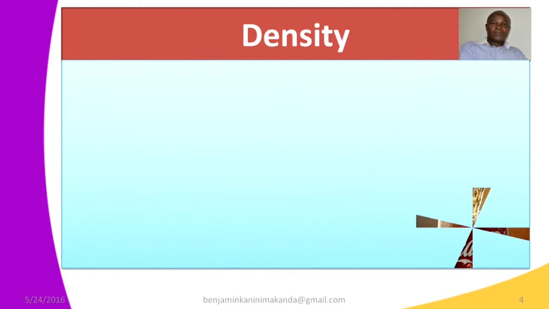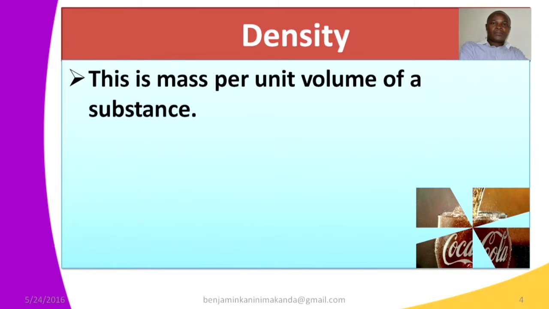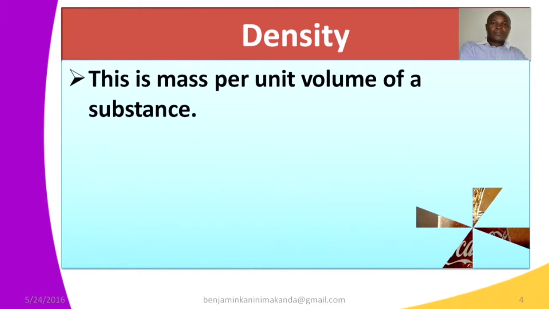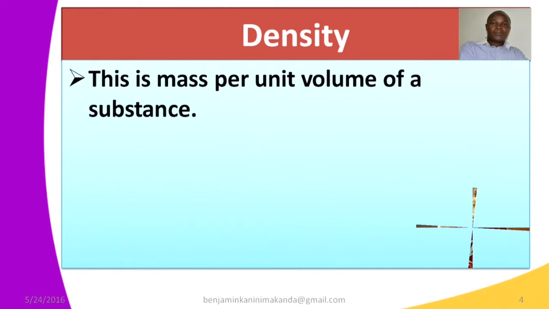So what is density? Density is defined as mass per unit volume of a substance. So when you take the mass of a substance, then you divide by its volume, what you get is what we call density. So it's mass per unit volume of a substance.